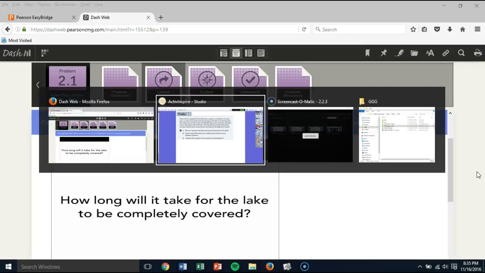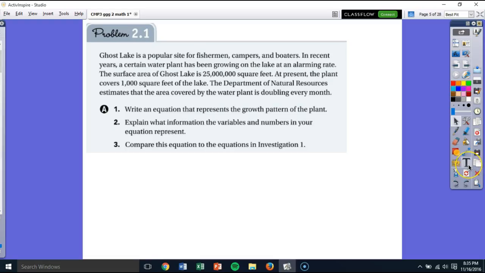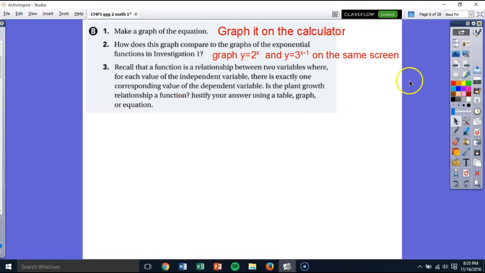So we've been given a verbal cue there of giving you some directions on how much it's doubling, when it's doubling. Again, does that represent exponential growth? Then part B says make a graph of the equation. I would like you to try to graph it on the calculator.